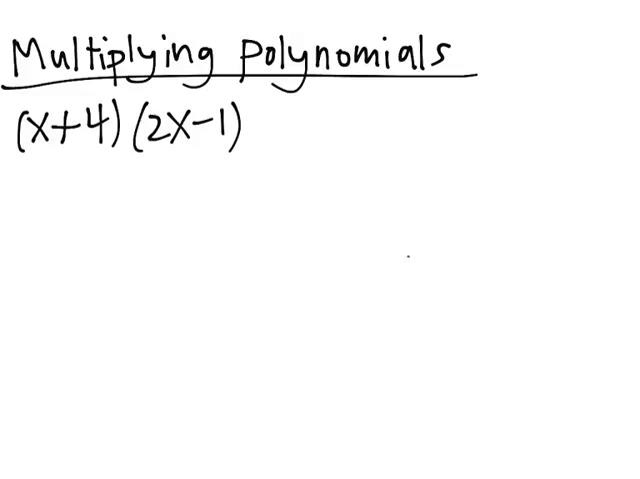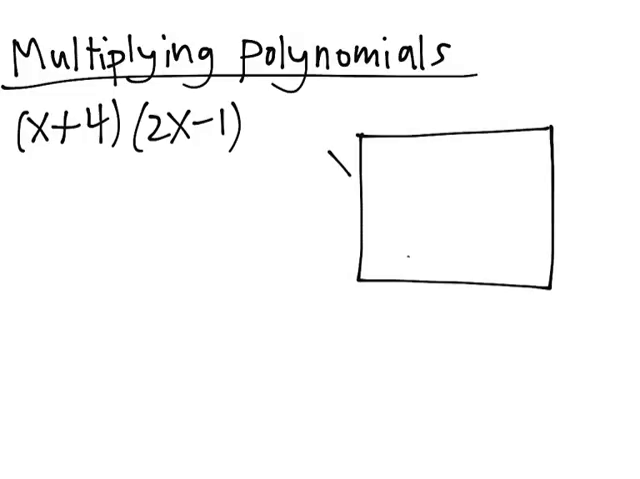Next, let's look at a visual representation of this to see what's going on more clearly. If we think of x plus 4 and 2x minus 1 as the side lengths of a rectangle, like this, then we can draw this grid to break it down into 4 smaller rectangles. Since x plus 4 and 2x minus 1 are the side lengths of the original rectangle, their product will be the area. But as the diagram shows, the area of the big rectangle is just the sum of the area of these 4 smaller rectangles.